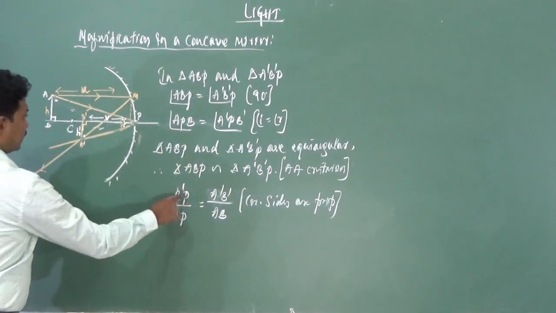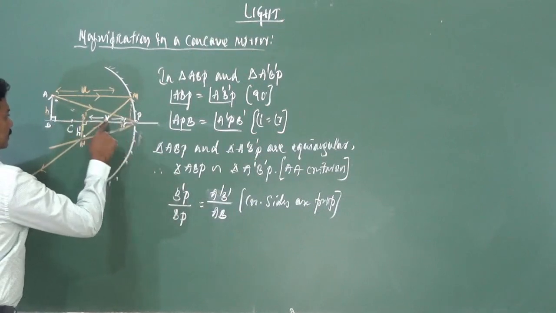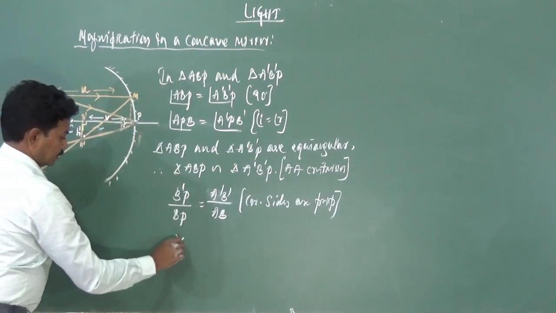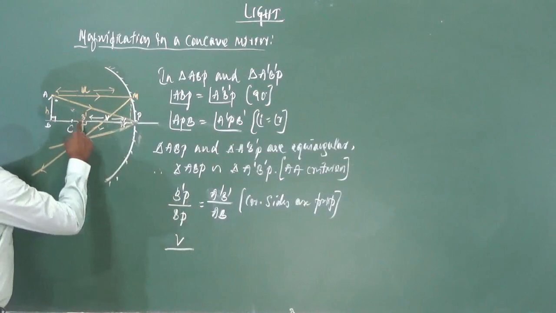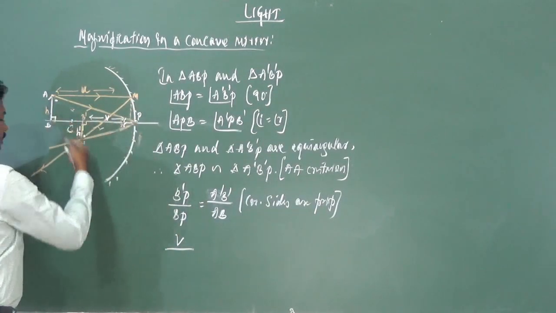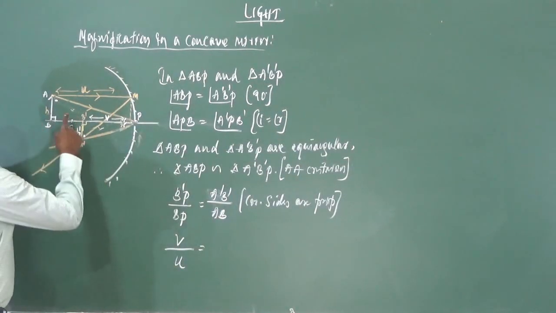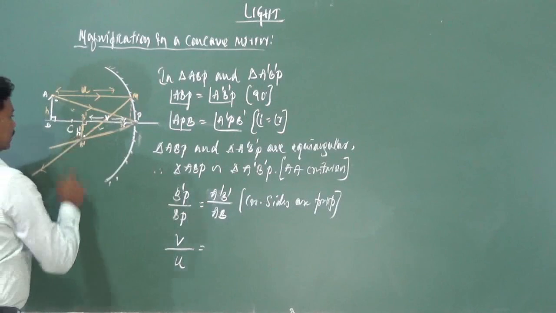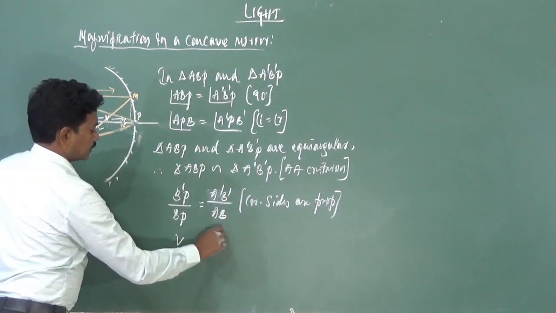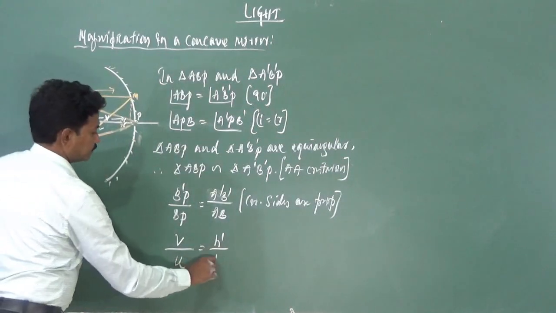Now we will put the values for this. So let us write what is B dash P. Here B dash P is the image distance, that is V, by BP, the object distance, which is represented by U, is equal to A dash B dash, the height of the image, that is H dash, by the height of the object, that is AB, that is H.